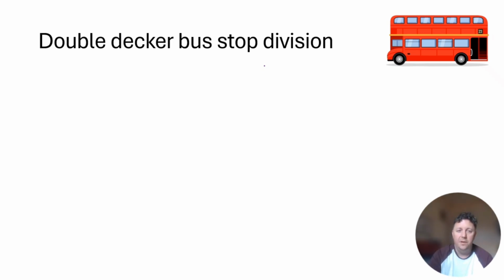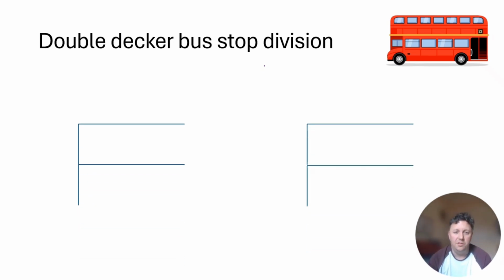So firstly, why is it called double-decker bus stop division? Well, it's literally just 2 bus stops on top of each other, kind of like a double-decker bus. And that's the structure that we use for this. And why do we do this?